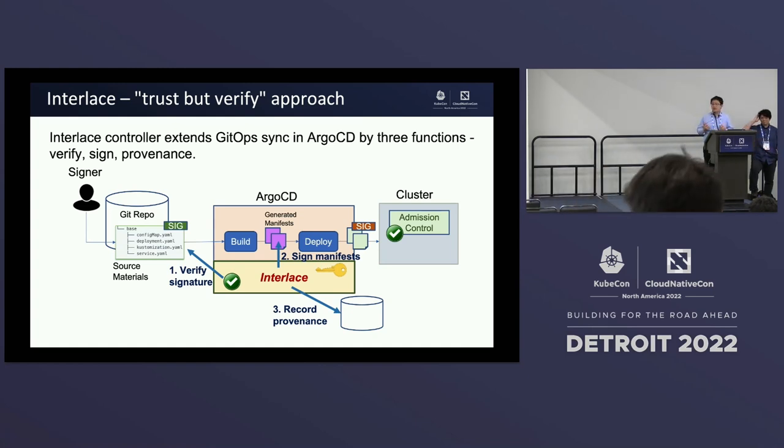Interest allows us to do a "trust but verify" approach. Interest is a capability attached to Argo CD, with three functions. One is to verify the source material signature. The second is, if it's okay, to put the signature on the generated manifest, which transforms from the Git repo to the cluster side in CD GitOps. Then we produce the provenance record to make this transparent. So these three functions are the core capability of Interest.